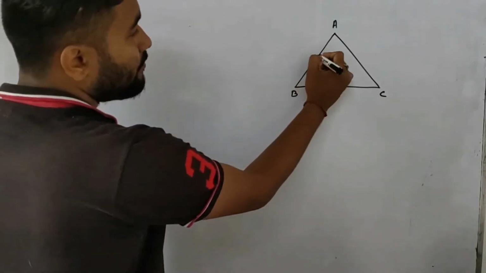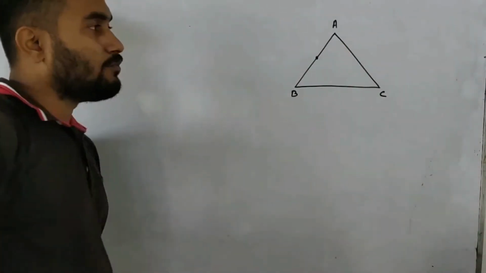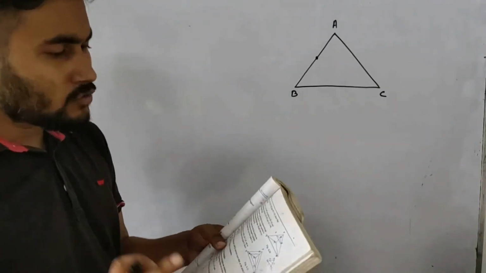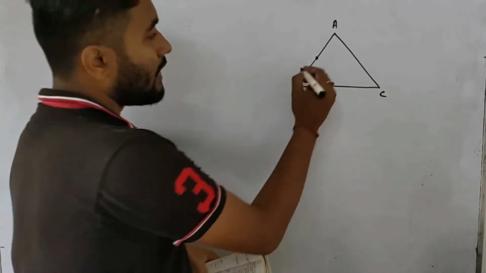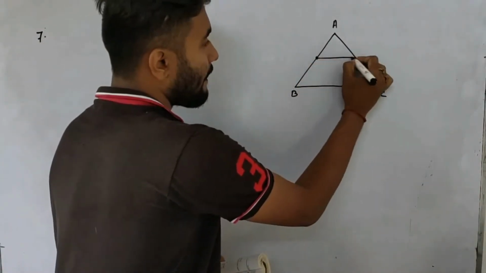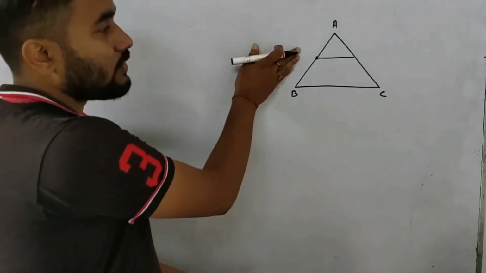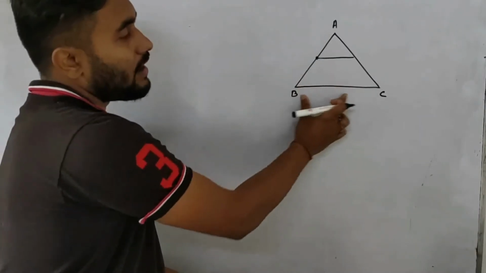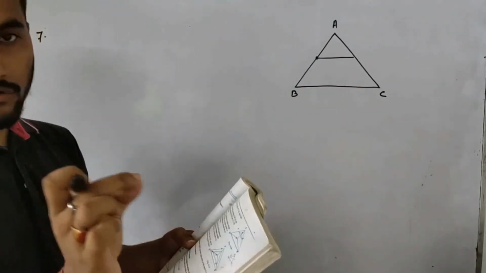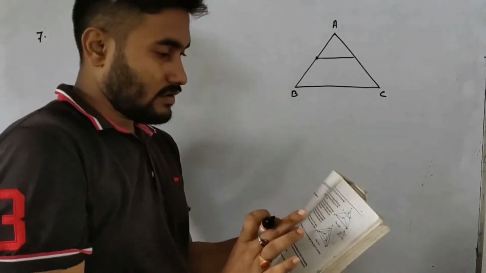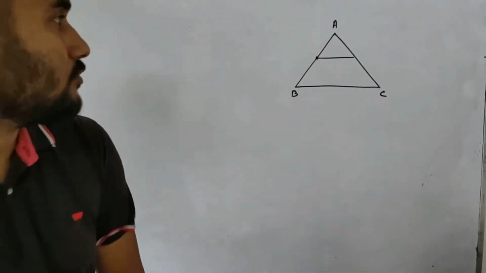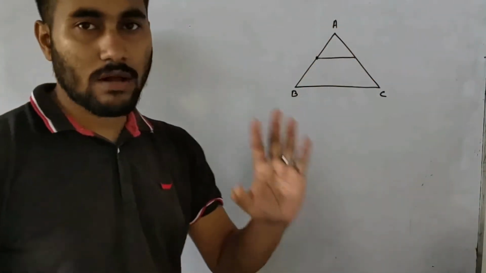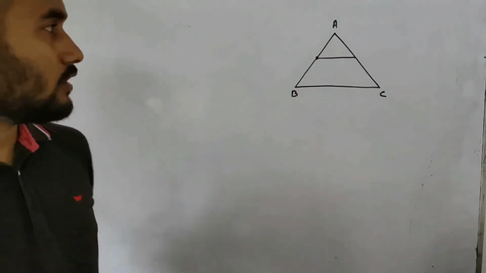So the midpoint of one side of a triangle, say this is the first side, parallel to another side. Say this is the another side. This was the one side, this one is another side. The line drawn through the midpoint of one side of a triangle parallel to another side. Now this part you have to prove: bisects the third side. Bisect means what? Dividing that side in two parts. Okay, that is what bisect.